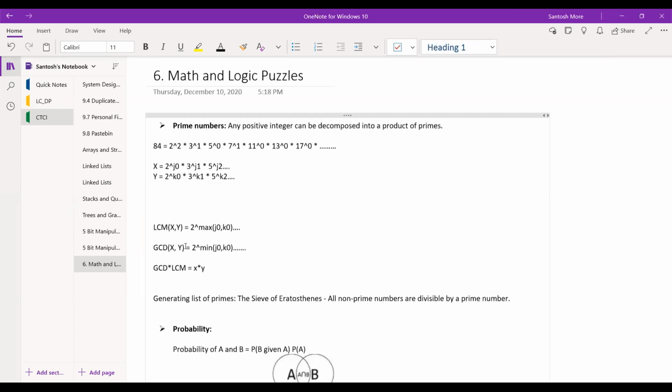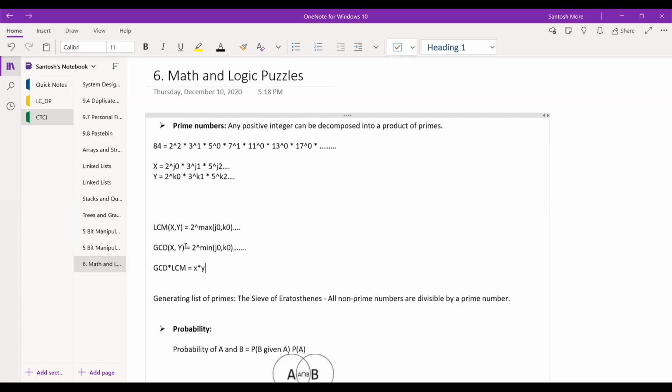Does the book show how to decompose a number into a product of prime numbers? Divide by 2, then 3, and so on. 5 to the 0 is 1, and 11 to the 0 is also 1.